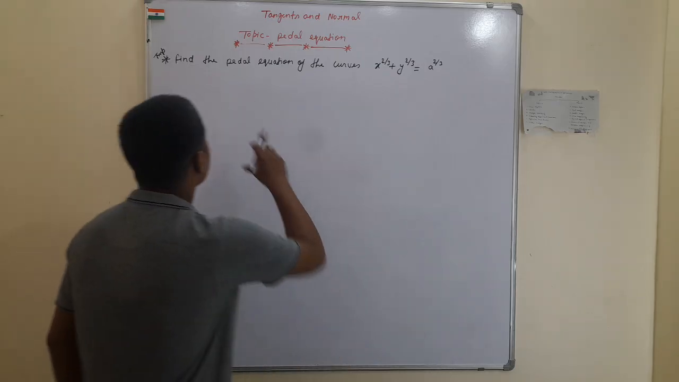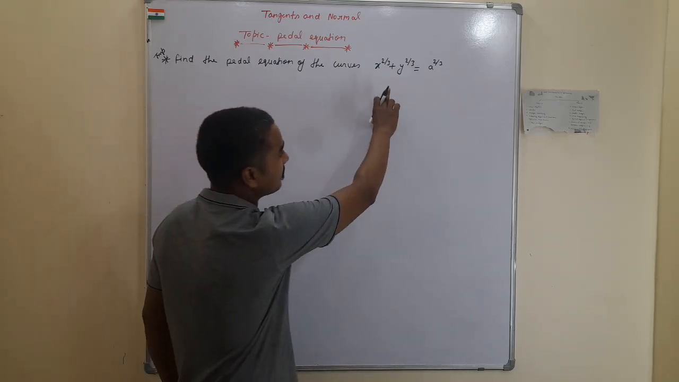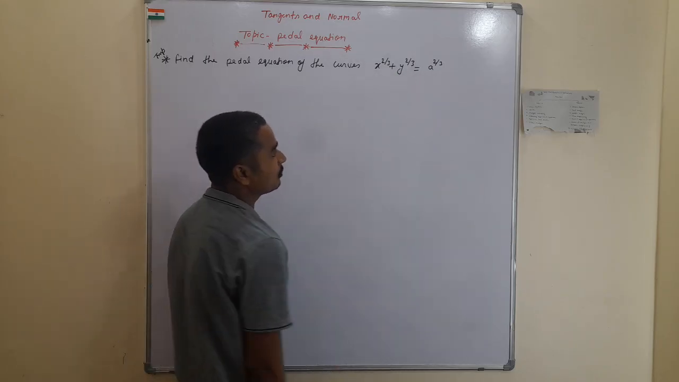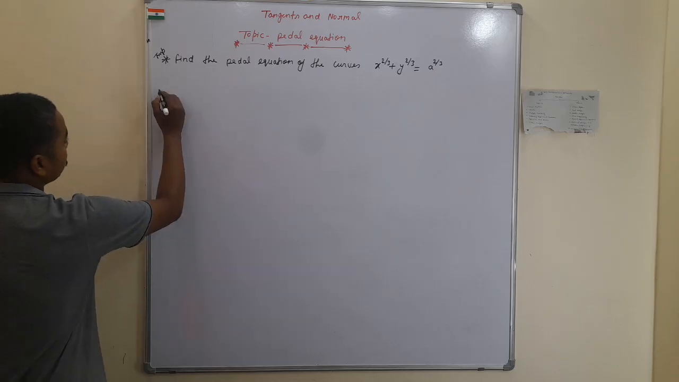Question is given here. Find the pedal equation of the curves. The curve is given by x to the power 2 by 3 plus y to the power 2 by 3 is equal to a to the power 2 by 3. Let's solve the problem.